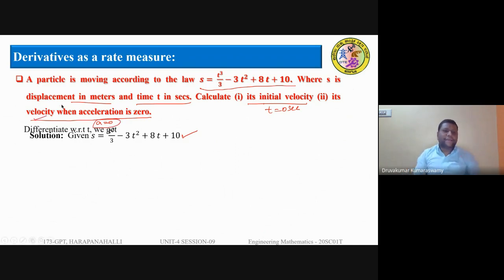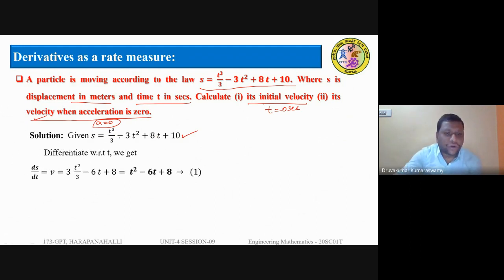Whatever it may be, first we have to find velocity. Given s = t³/3 − 3t² + 8t + 10. Now differentiate this s with respect to t. We get 1/3 as it is.